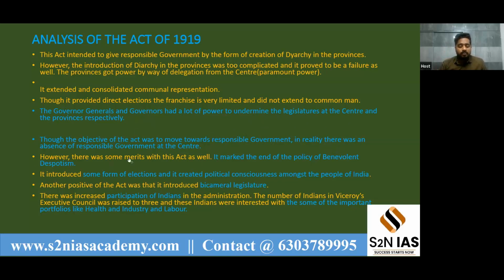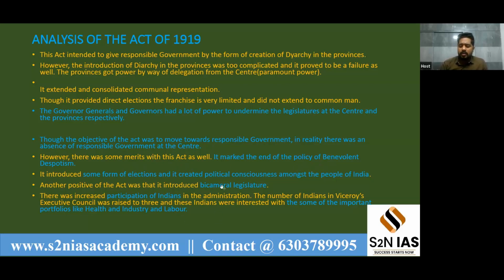However, there were some merits with this act as well, as it marked the end of the policy of benevolent despotism. Some form of elections created political consciousness among the Indians. Yes, we should recognize that with some form of elections, at least 10% of Indians were going to vote, even though they were landlords, educated people, or servants of the company. But the process of elections started in India.